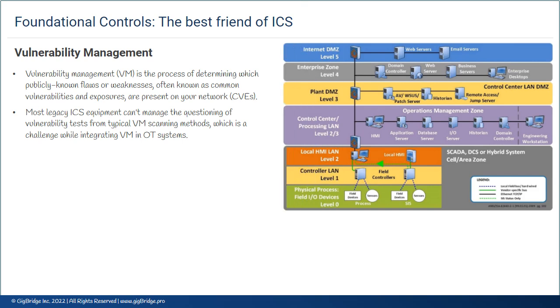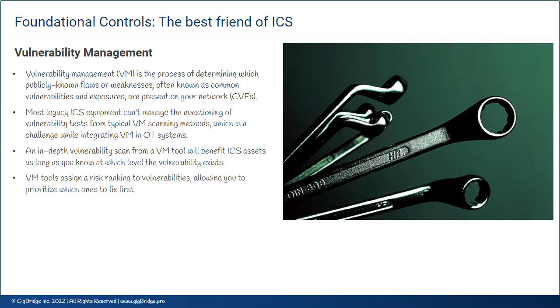There will be assets that are not suited for active scanning approaches as you get closer to levels 0 and 1 from corporate networks at levels 4 and 5. Devices in levels 2, 3, and 3.5 DMZ that are based on traditional IT technology, such as HMIs, data historians, and engineering workstations, are potentially better candidates for active scanning. ICS assets will benefit from an in-depth vulnerability scan from a VM tool as long as you know where they are. VM tools assign a risk ranking to vulnerabilities, allowing you to prioritize which ones to fix first.